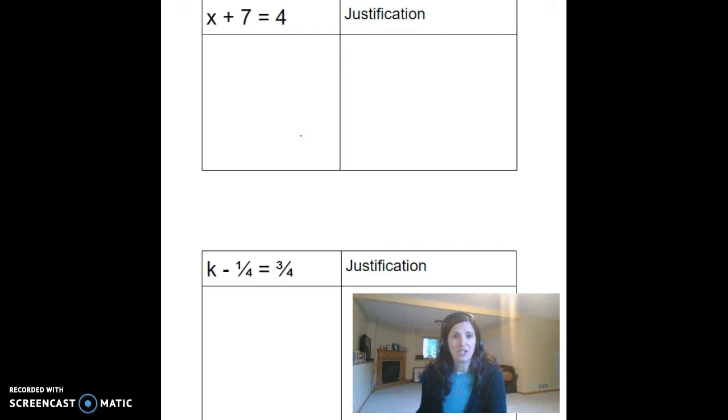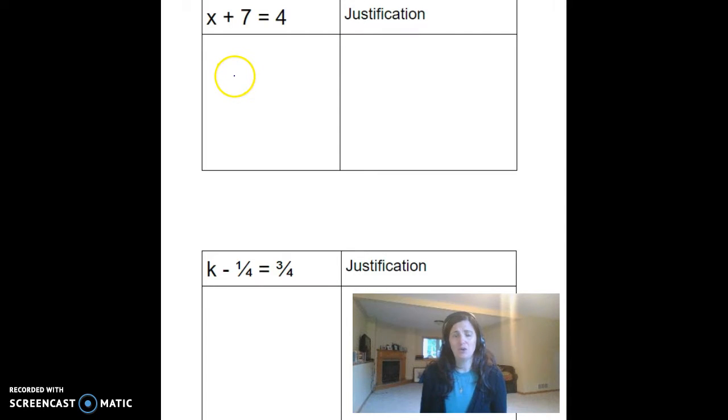So we're beginning that work today on one-step equations. We're only going to have one step and one justification, but it gives us a chance to get started into this idea of justifying our actions. So follow along with me for these first two examples, and then you can complete the rest of the assignment on your own. Our first question here, x plus 7 equals 4.